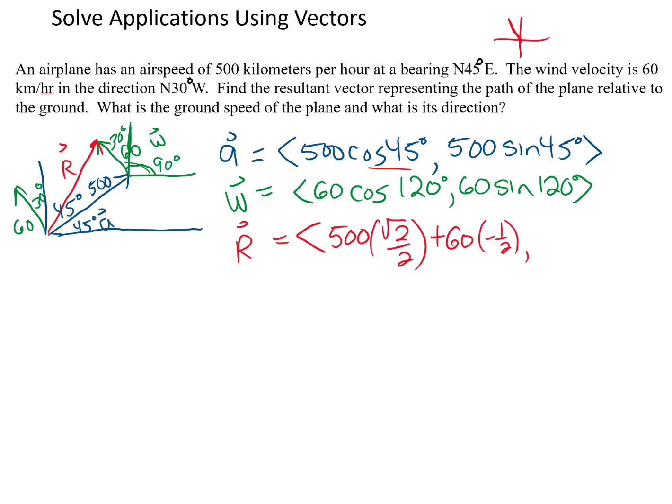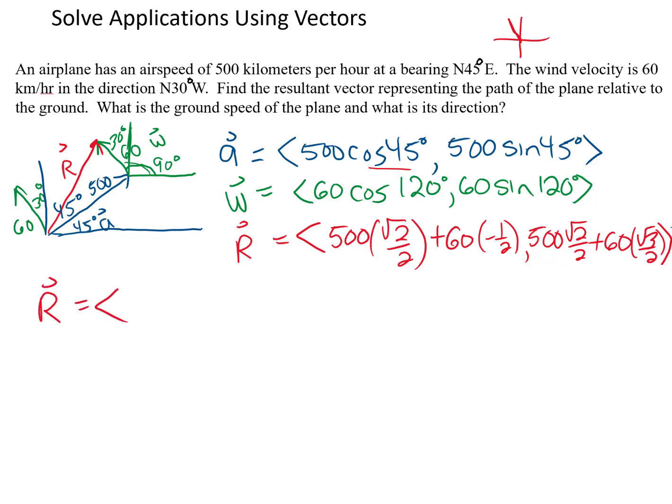All right, and then we're going to have 500, and we've got the sine of 45, which is square root 2 over 2. We're going to add to that 60, and then we need the sine of 120, which is square root 3 over 2. Okay, I'm almost off the edge, but I think we got it there. So that is our resultant vector. We could put those values in the calculator to get a decimal approximate, and I think I'm going to do that so that we could then compute the things that we need to know.